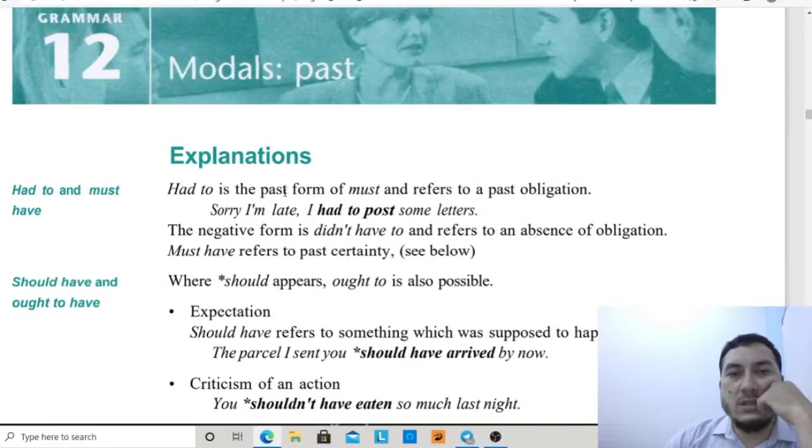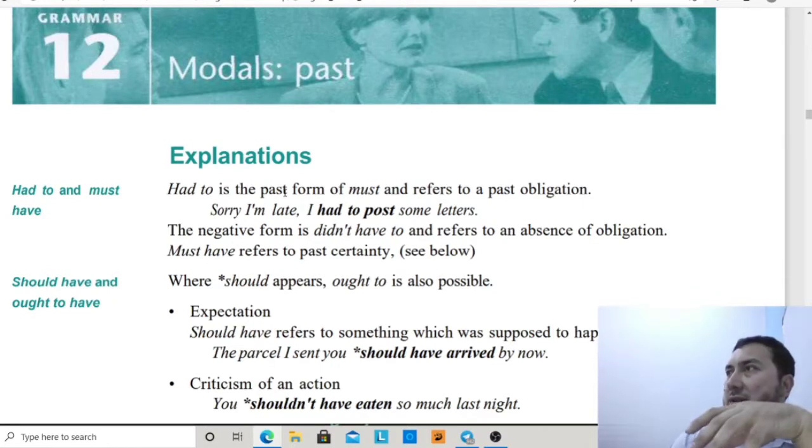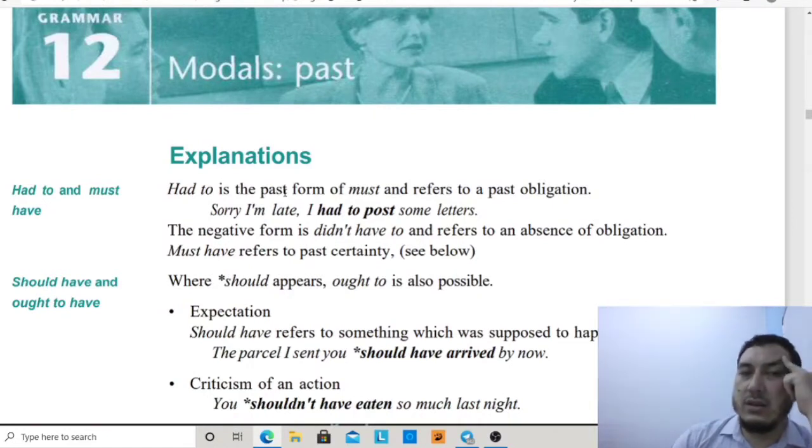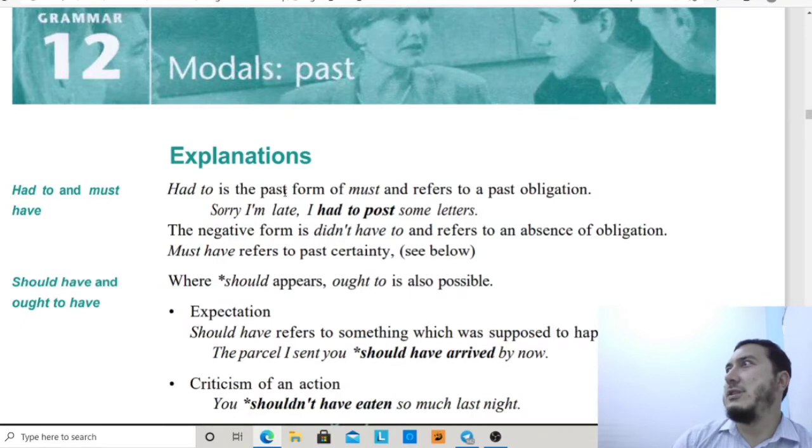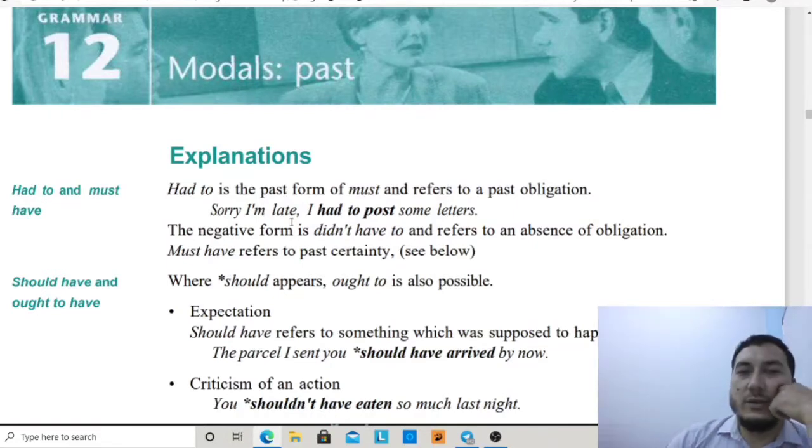Had to is the past form of must. It refers to a past obligation. So if I say I must go to work every day, it means I have to do it right now, right? But let's say you are a 95-year-old and you're thinking about the time when you had to go to work. How do you remember your past obligations? Do you use must? No. You use had to. So when I was young, I had to go to kindergarten.